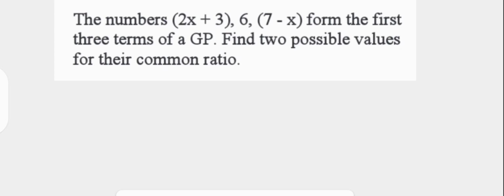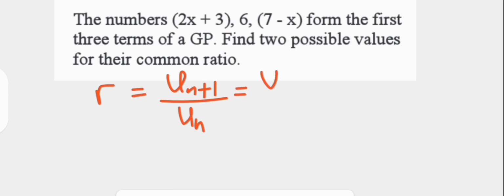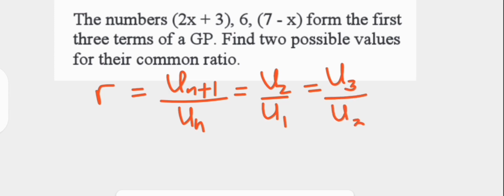By definition, common ratio is the ratio of two consecutive terms, two successive terms. Common ratio generally can be written as r equals u(n+1), the term ahead, over u(n), just the term before it. Which means it could be written as u2 over u1, that's the second term over the first term. It could also be written as u3 over u2, that is the third term over the second term.